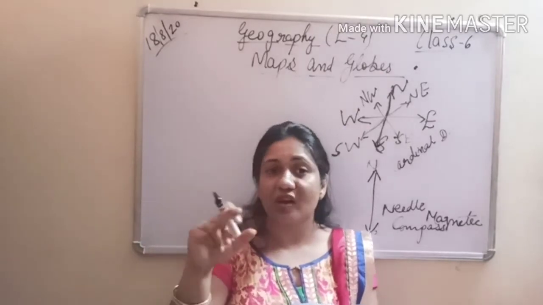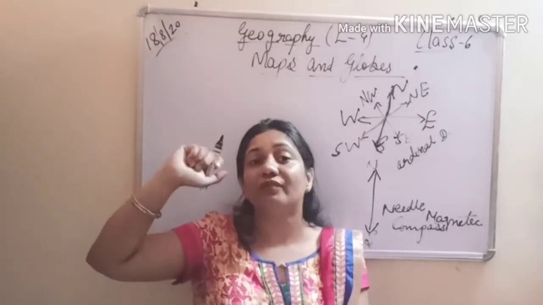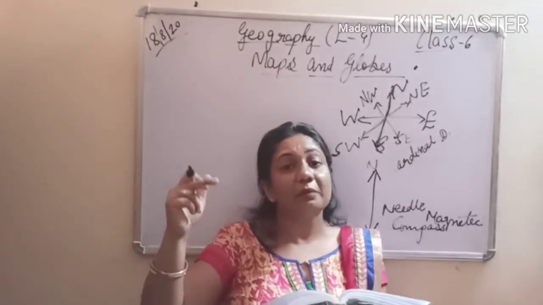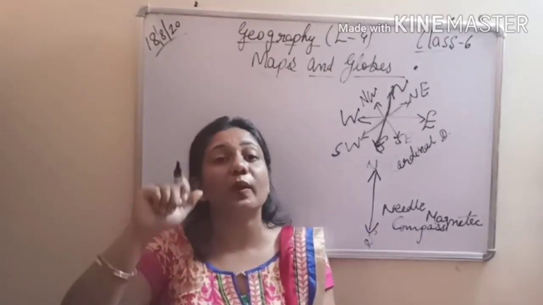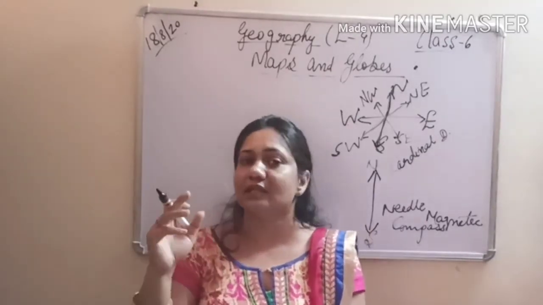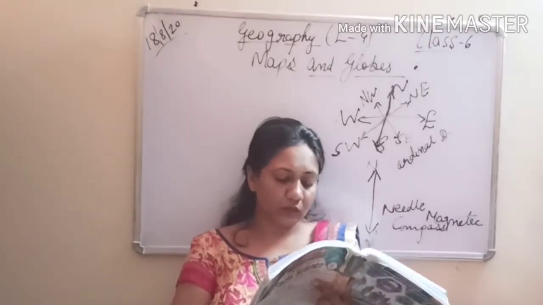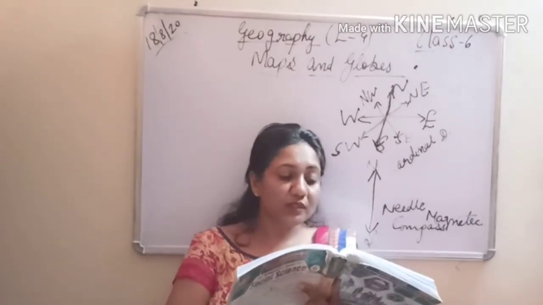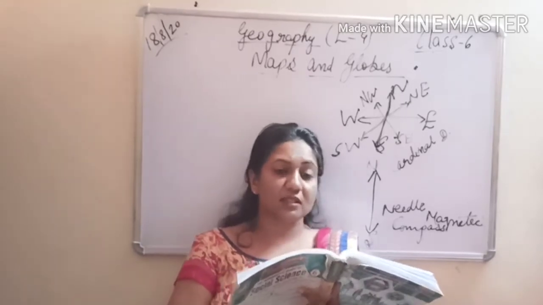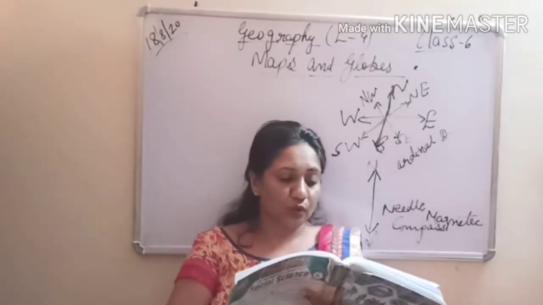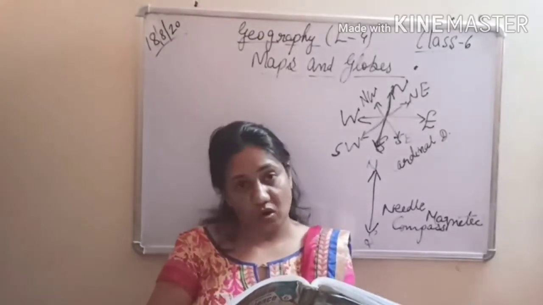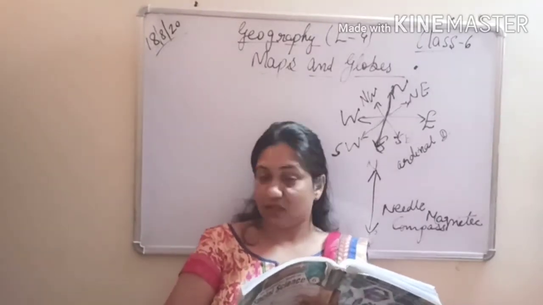Sometimes you will find a triangle, sometimes you will find a zigzag line, sometimes you will find a circle. So these are the various symbols used to represent in a map if you have seen it. So let's study about it. The maps that we use are very small in size and contain very little space.